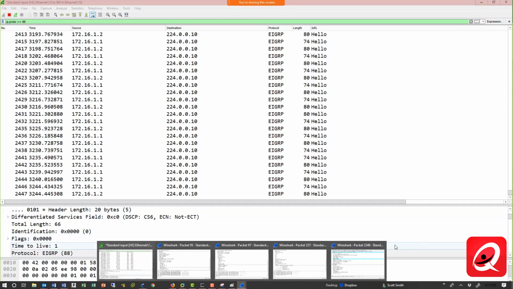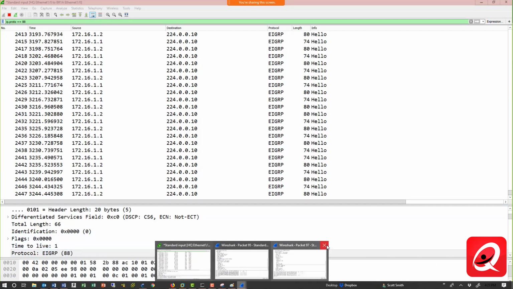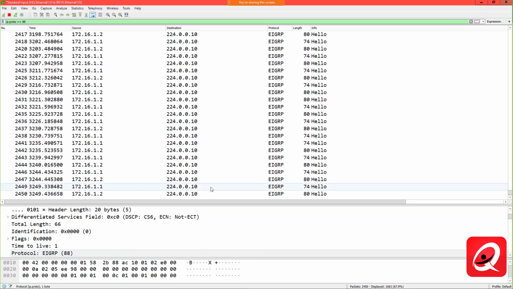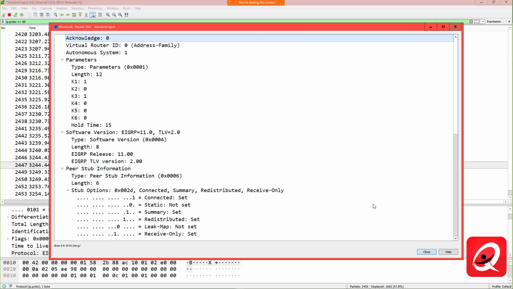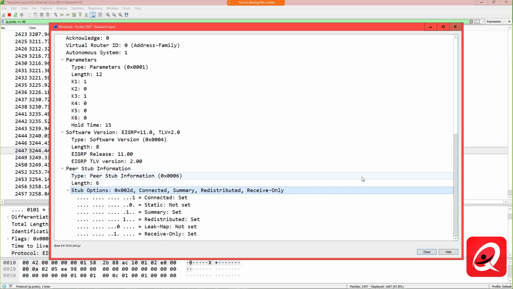Yeah, it's just really strange. We're seeing those different flags set. I'm not sure, but something is definitely going on with this router here. I mean, it is advertising itself as a stub router, but you would never see those flags set together. Connected, summary, redistributed, and receive only. Very, very strange.